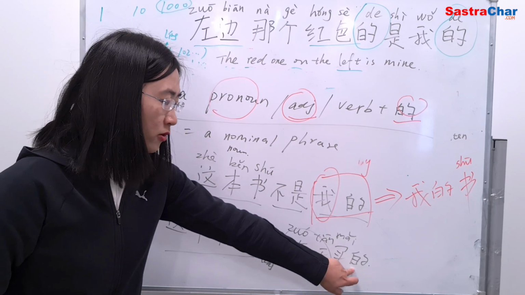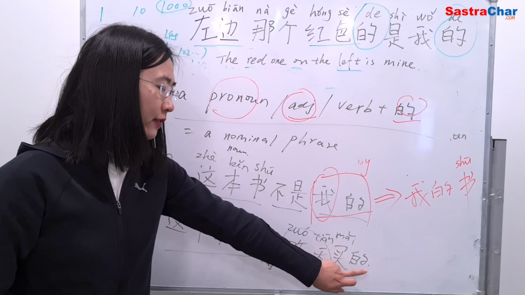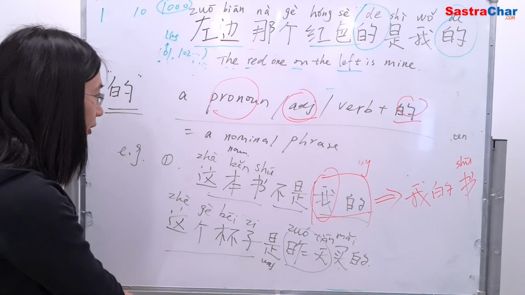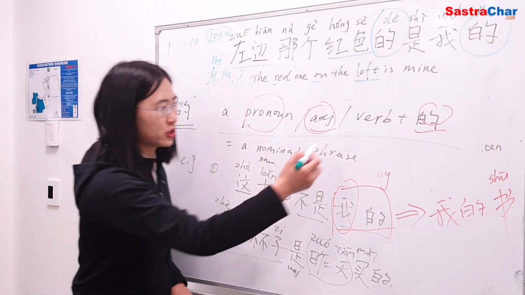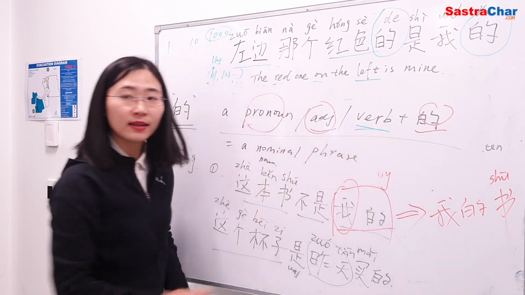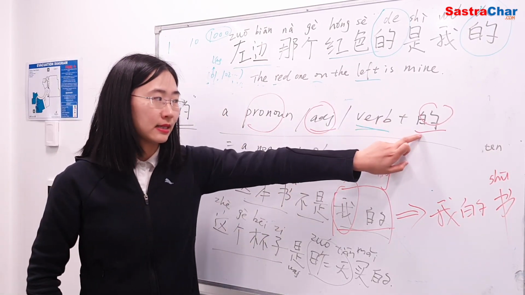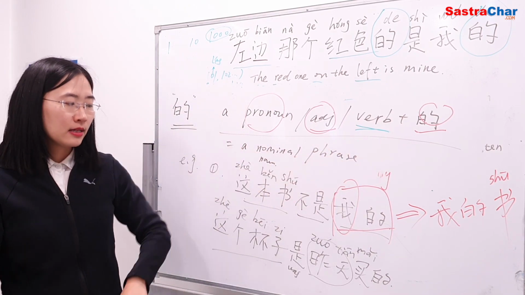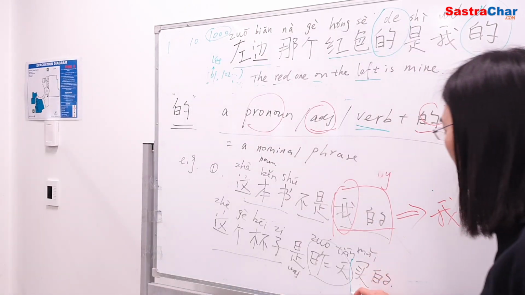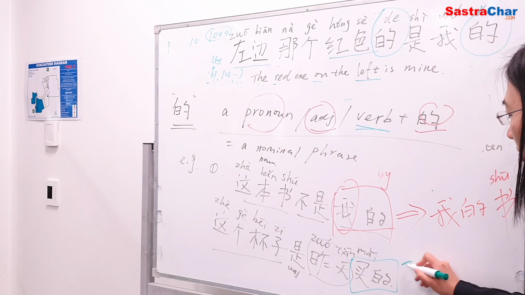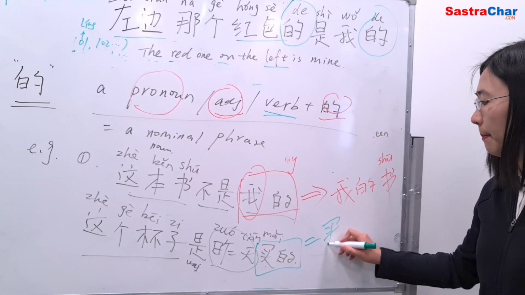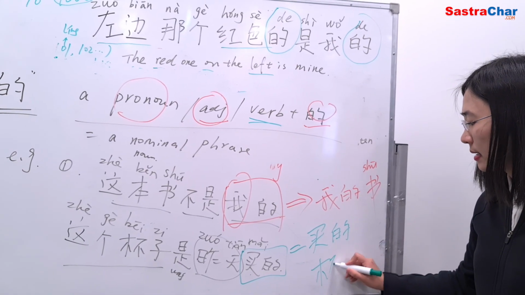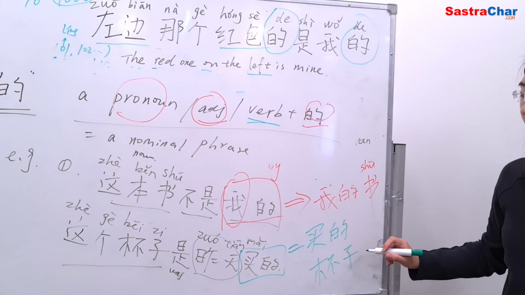买的, and we have a 的 here. You might be curious, why do we have 的 here? It's only a verb. So this falls into which pattern? This pattern, a verb plus 的. It's a nominal phrase. So this part, 买的, actually equals 买的杯子.